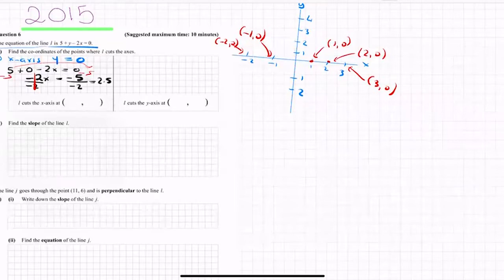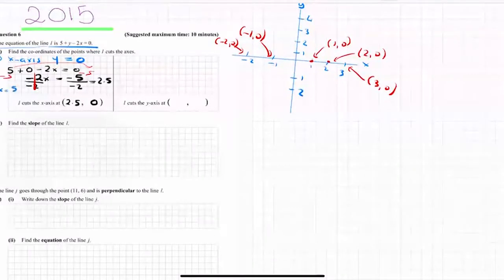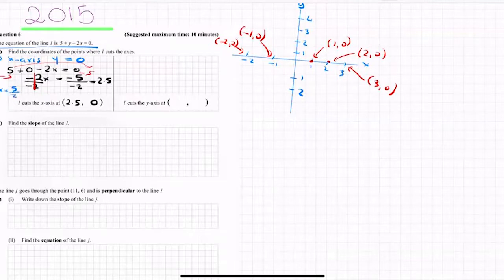So it cuts the x-axis at x comma y, so 2.5, 0. Up here you could have changed the signs beforehand and got 2x being equal to 5 and then divided both sides by 2. That's perfectly fine too, but either way you're going to get that x coordinate being equal to 5 over 2 or 2.5. Okay, so now we have to find where it cuts the y-axis.